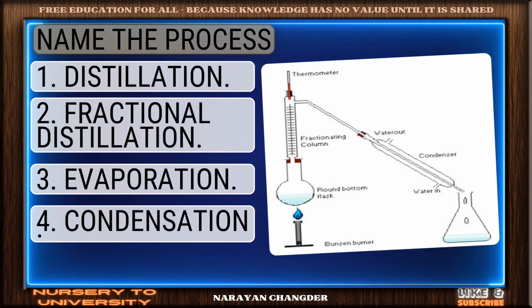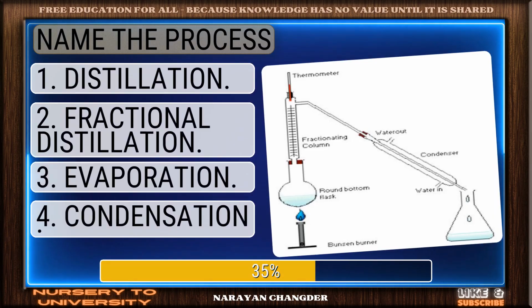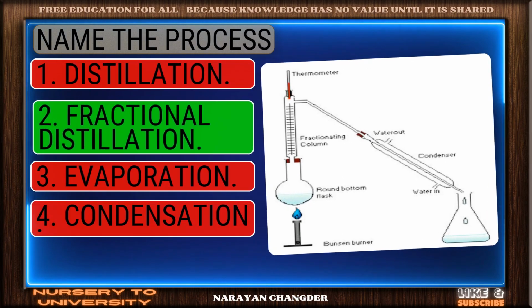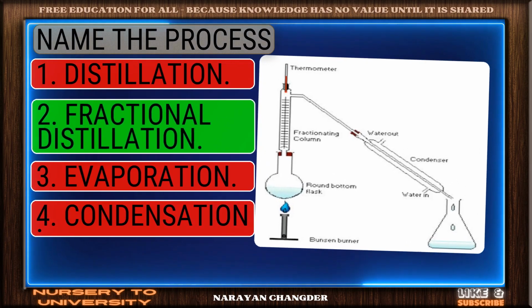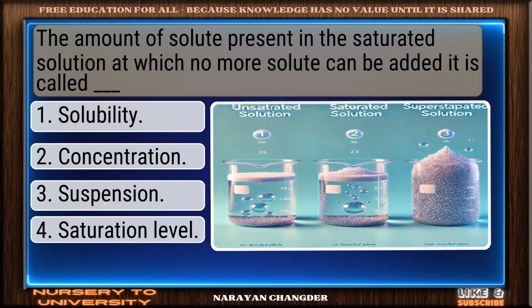Question number 29. Name the process. Exactly. Fractional distillation makes sense and it is the right choice.